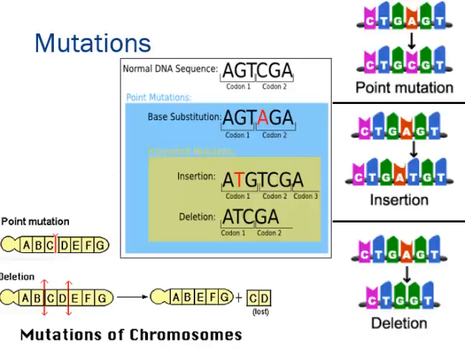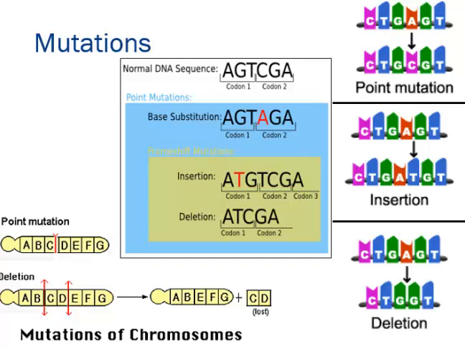So these are just some examples of different types of mutations. A point mutation is where, let's say, the wrong type of base gets inserted over here. Insertion is where you have an extra base, this T over here in the middle. Deletion is when this A base got deleted. You can see these are pretty self-explanatory.